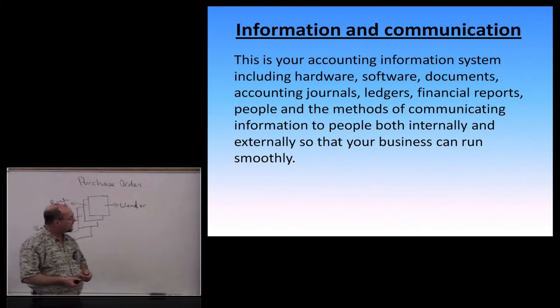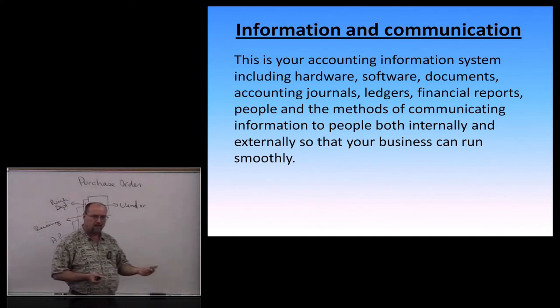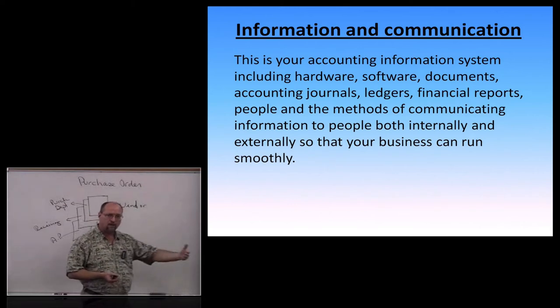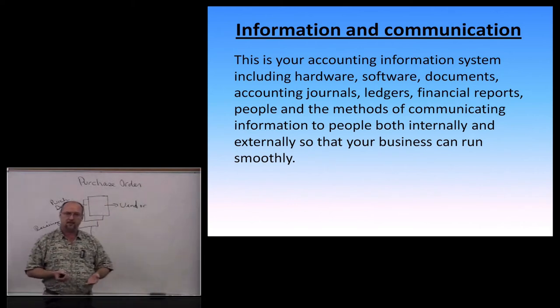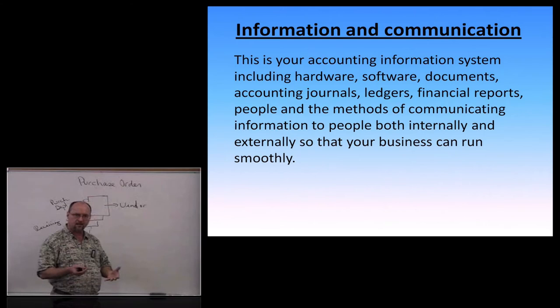Information and communication. This is what we call the accounting information system. This is how we record, process, and report a mountain of information. Think of Walmart, all the transactions. Every time you go in there and buy something from Walmart, that's a transaction. They have tens of billions of transactions every year. How do you get this literal mountain of information ultimately onto four pieces of paper?